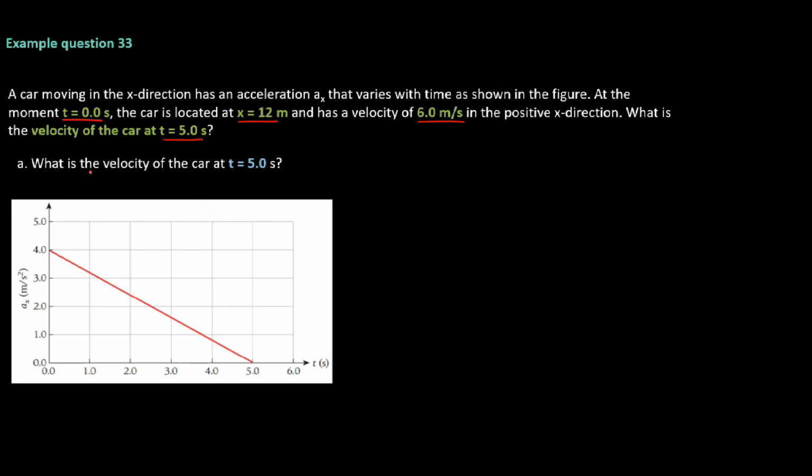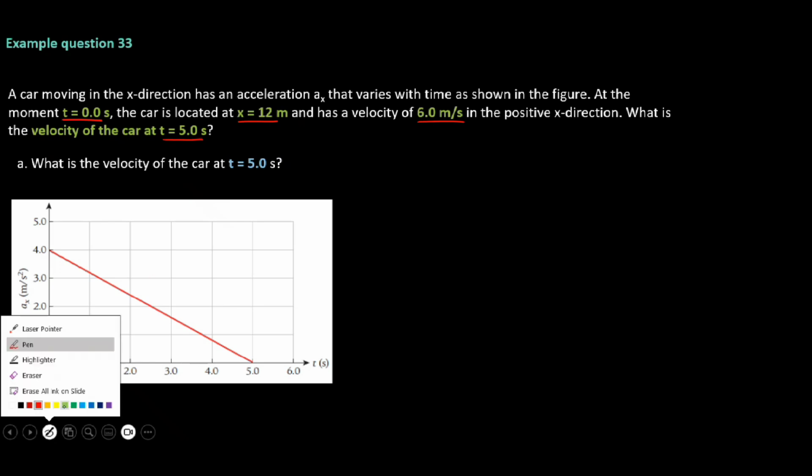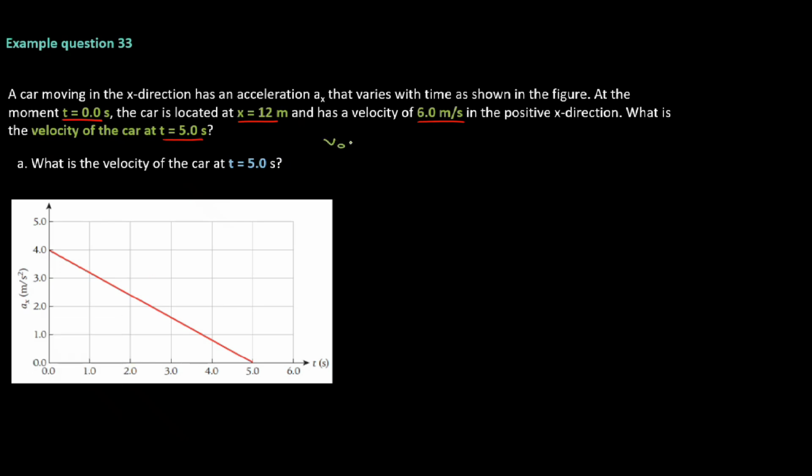In the first part of the question, they are just asking what is the velocity of the car at t equals 5 seconds. Here at t equals 0 seconds, my velocity is 6 meters per second, so I can write my initial velocity v0 to be 6 meters per second. Since I have been given an acceleration versus time graph and I need to find velocity from it, I'm going to take the area under the graph. So we write velocity v to be equal to the area under the graph plus the initial velocity v0.